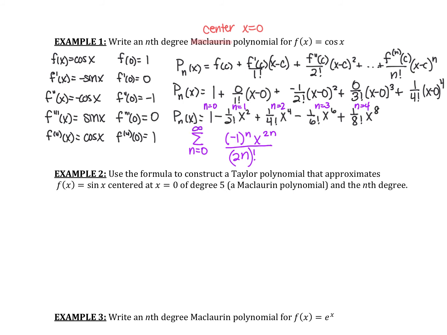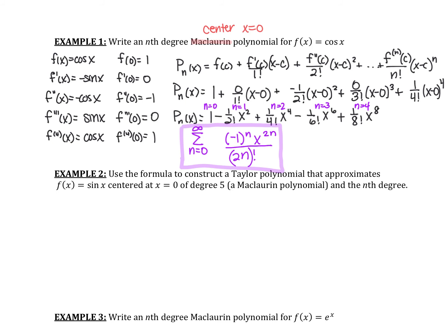So this is really just an alternating series that has this expression here. There's an nth degree Maclaurin, because it's centered at 0, polynomial for the cosine of x. If I take the sum from 0 to infinity of that alternating series, I will recreate the cosine of x.